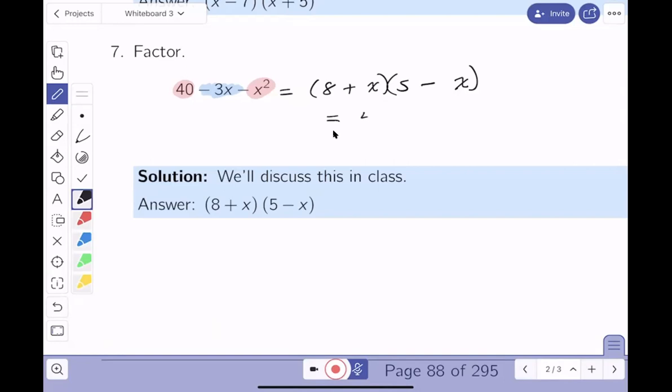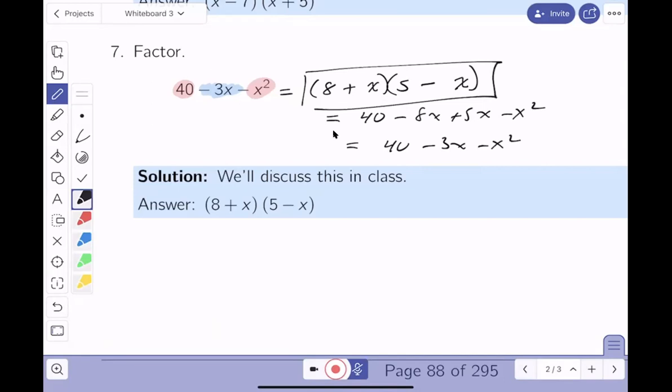8 times 5 is 40. Minus 8x plus 5x minus x squared. 40 minus 3x minus x squared. Did that work? Like a charm. This is a correct answer. There's only one possibility. Some people say, well, what if I wrote it in a different order? It's still considered the same possibility.